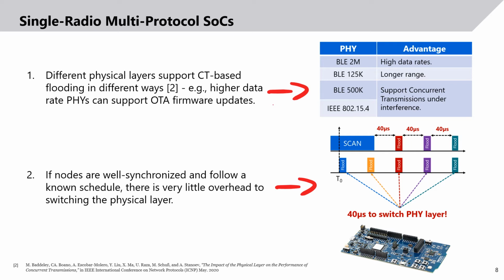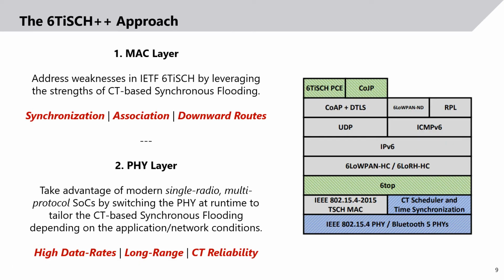And if the nodes are well synchronized and actually follow a known schedule, then there's very little overhead to switch this physical layer depending on the current network situation or your current use case. And all it takes is this 40 microseconds in between each flood in order to be able to do this. And this is really the key thing that the 6TiSCH++ approach is targeting.